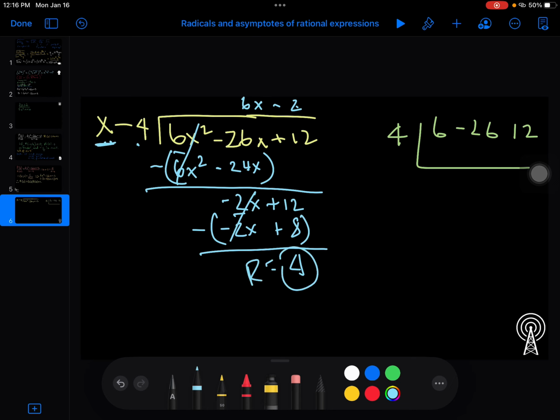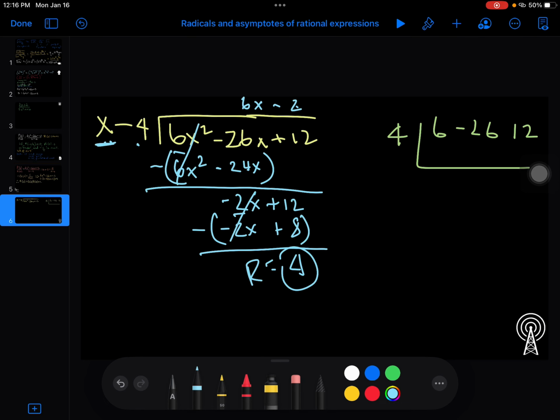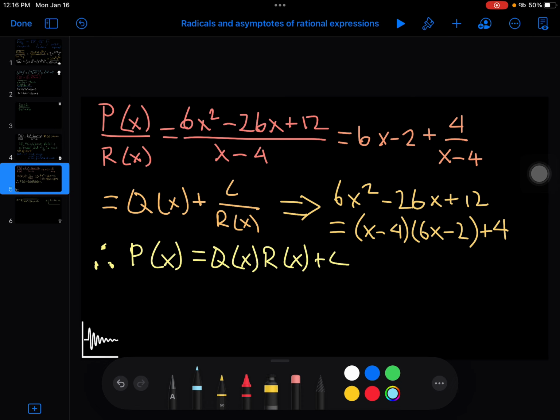Since there is a remainder, we know that p of c, negative c over a, will not equal 0. Right? We know that there's a remainder. Let's go back and calculate that. P of 4 is equal to 6 times 16, 4 squared, minus 26 times 4 is 20 times 4 is 80.